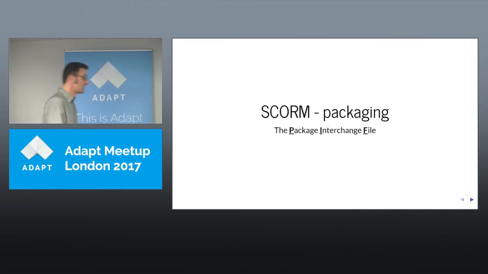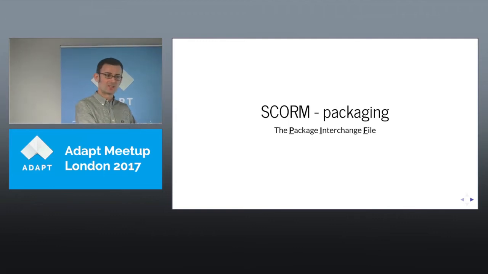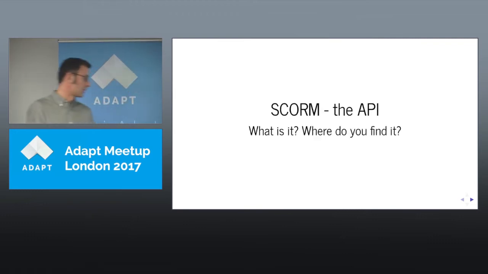I tried doing it without. It doesn't matter where the rest of your content is, that can all be in a subfolder, so long as the path to the launch page in the manifest file is right, it's all going to be happy. The next part of it is the runtime environment, which I'm just going to refer to from now on as the API, because that's generally what everybody calls it.